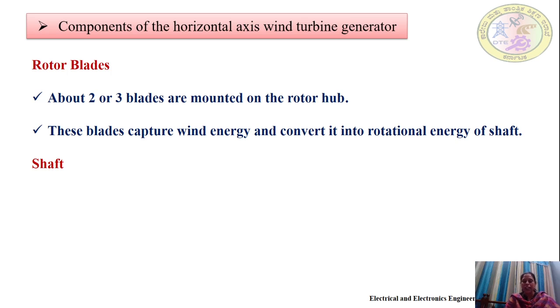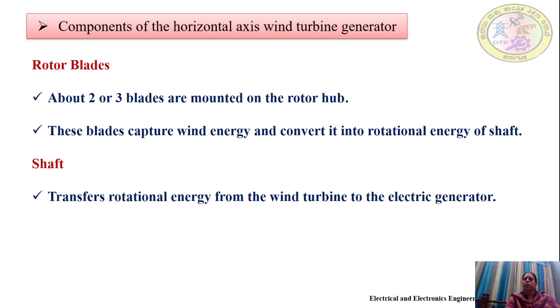Generator shaft connects the gearbox output to the generator input. It rotates at very high speed, equal to the rating of the generator. So the gearbox increases the speed to the rating of the generator. It is also called the high speed shaft. Why are these shafts used? They transfer rotational energy from the wind turbine to the electrical generator.